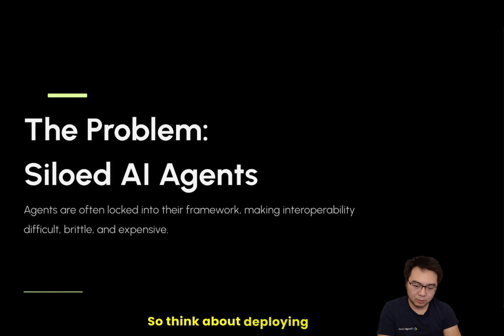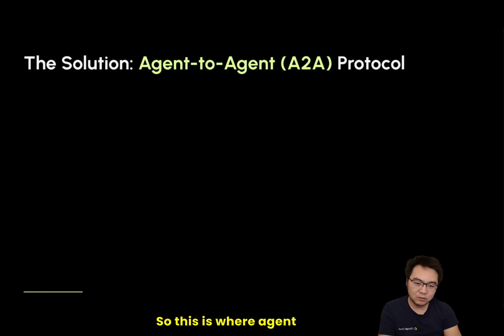So think about deploying agents in a way that you could have one or multiple or hundreds of agents. But the problem right now is they all have their own framework, and it can make interoperability difficult, brutal, and expensive without some sort of common standard. So this is where agent-to-agent protocol, or A2A, comes in.